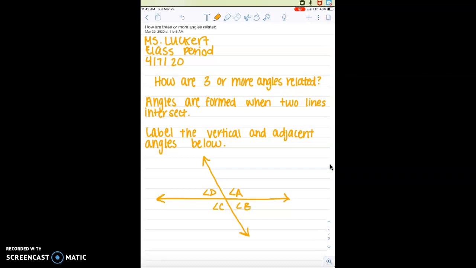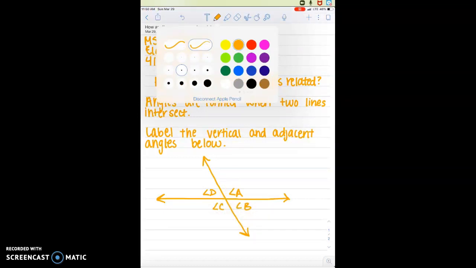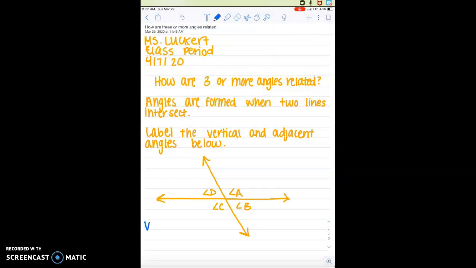So vertical angles are angles that are across from each other. That's the easiest way I can think to explain it to you. Across from each other, or diagonal from each other. As you can see here, my vertical angles are going to be angle A and angle C. You can see that they're kind of mirrored. They're right across from each other, and they kind of look the same. That's important to think about, how those vertical angles look the same. We're going to talk about that in just a second. And then angle D and angle B are going to be vertical angles as well.